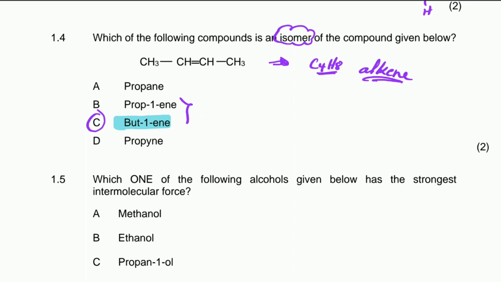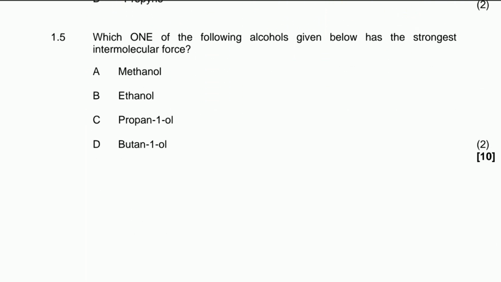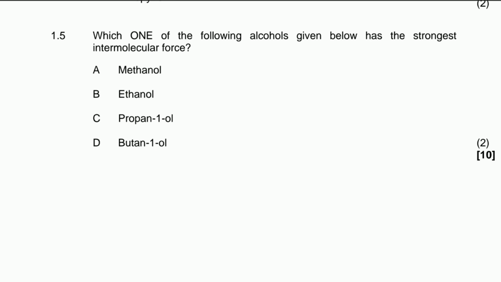In this case, this is a positional isomer. Why? Because the position changed. You can see here, this one was 2 and now it moved to 1. So the double bond changed position. So the correct answer is C. I hope it's clear.